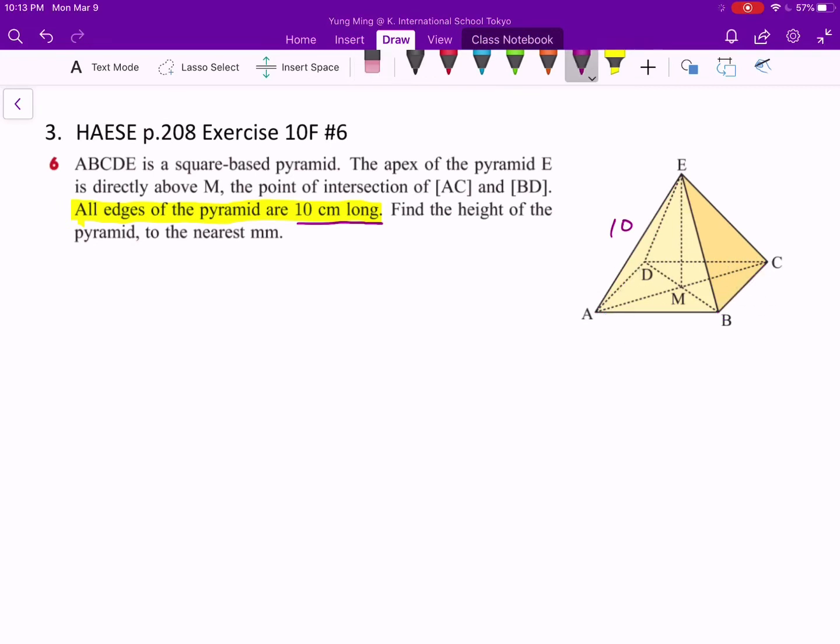Okay, so let's mark that down. So this is equal to 10. We're going to need this one as well. This is also equal to 10. Of course, the other one over here is also equal to 10, but we'll put that aside for now. So we need to use that fact to help us solve this question.